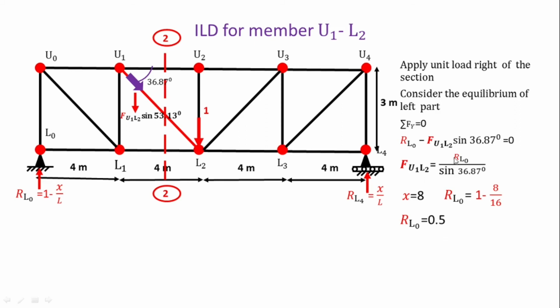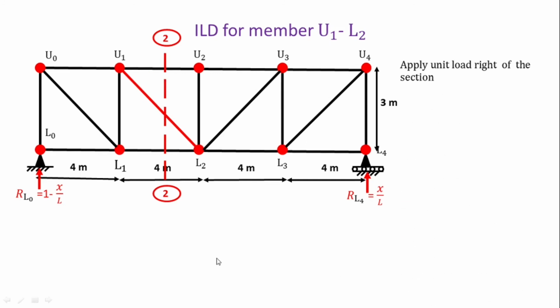So put this value into our equation. So F U1 L2 is equal to 0.50 divided by sin 36.87. So F U1 L2 is equal to 0.83, and this value is positive, which means what we assumed in U1 L2, a tension, is correct. It means when the unit load is at L2, this member is subjected to the tensile force, and the ordinate of that ILD is 0.83.